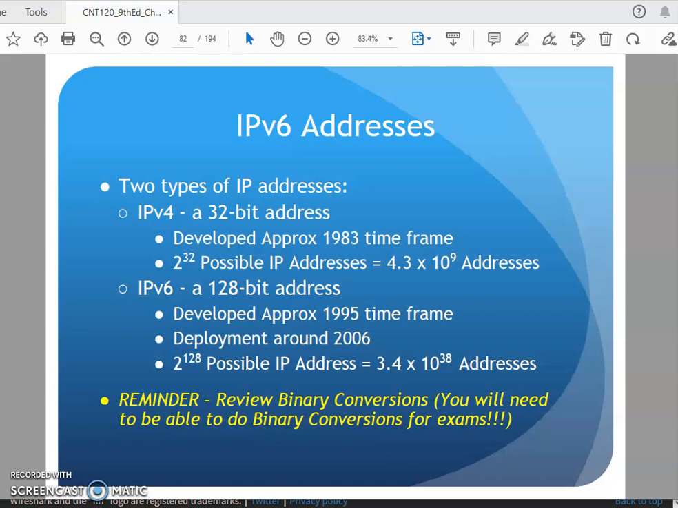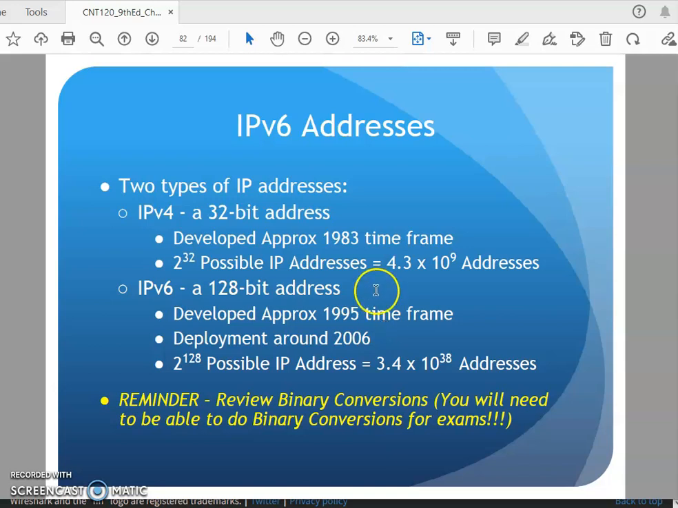Alright, CNT120, Chapter 3, we're on the section on IPv6 addresses. Just a reminder, remember IPv4 was developed in the 80s. We have run out of IPv4 addresses, so IPv6 was developed in the late 90s. Most people became aware of them in the early 2000s, so roughly 20 years ago.